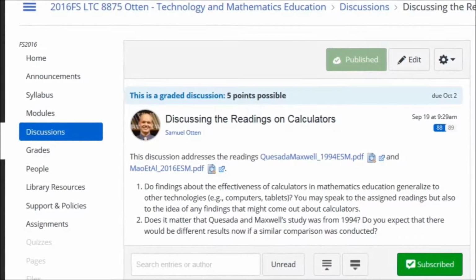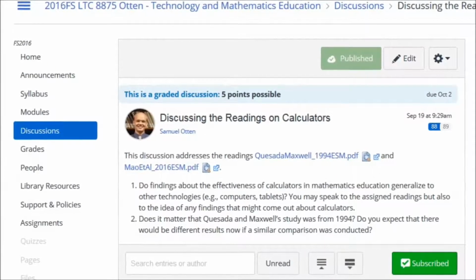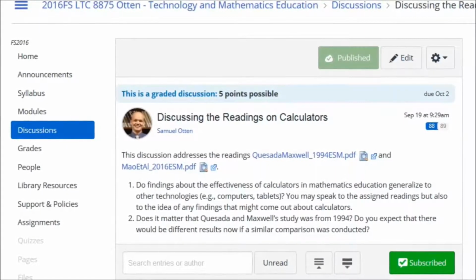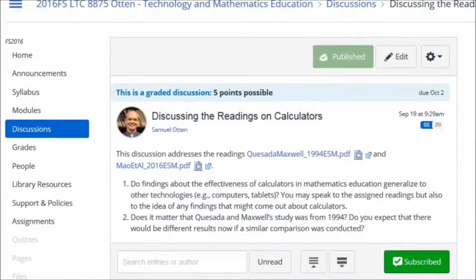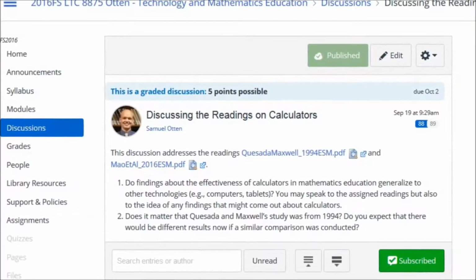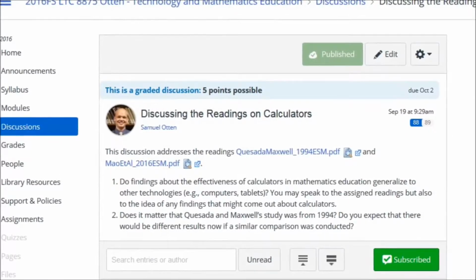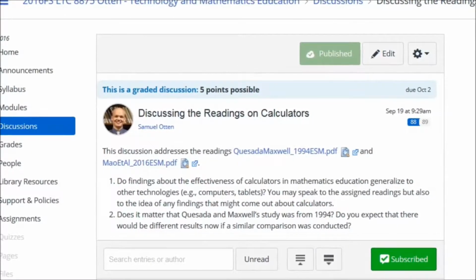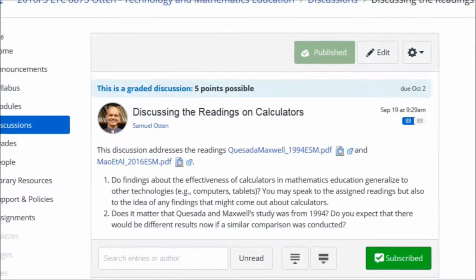So there was some disagreement over this and some good points made on both sides. Some of you said, yes, findings about calculators do generalize to things like tablets and smartphones. But some of you said no, maybe there's specific things about calculators, and tablets, smartphones, software, and other things don't necessarily behave the same way as calculators do. So a lot of points on both sides there. Usually it's safer to think that things won't generalize unless you have a good basis for generalizing it.